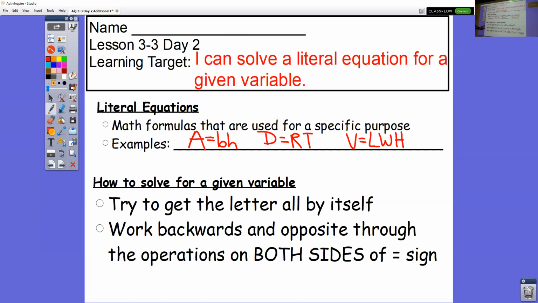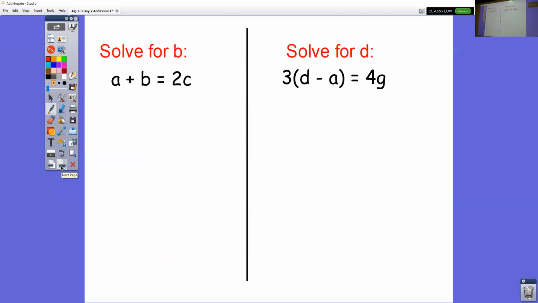Whatever you do to one side of the equal sign, remember you have to do to the other side of the equal sign. Again, these problems are very strange. They will always tell you what letter to solve for. The letter that they tell you to solve for is the letter that you want to try and get all by itself. In this one, where it says solve for B, we want a final answer that starts off with B equals. In this one, it says solve for D. We want a final answer that has the D all by itself and says D equals.